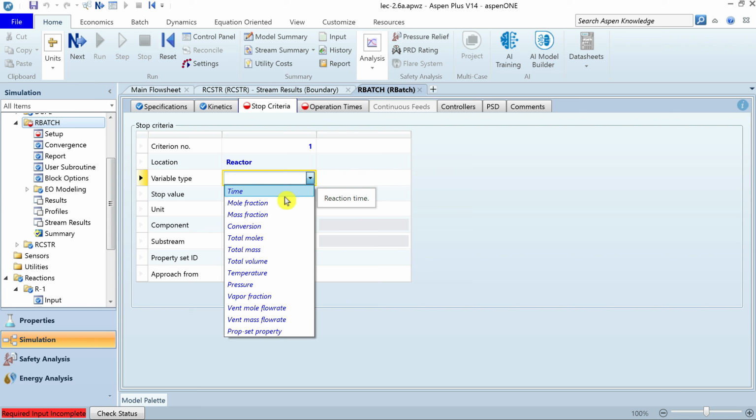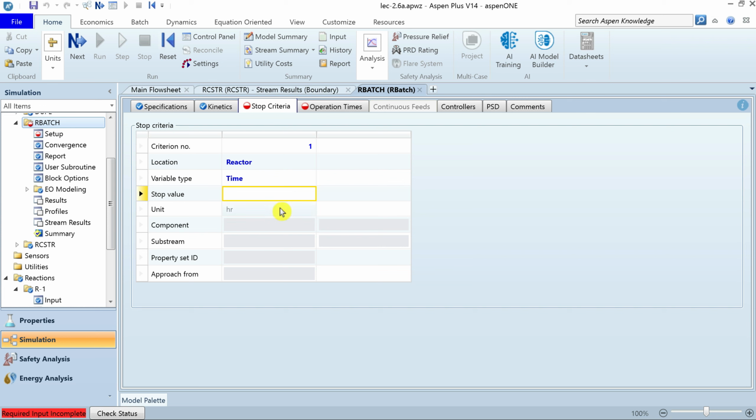Other than reaction time, you can define the composition of a selected component in terms of moles or mass, conversion of a specific component, or total moles inside the reactor, or total mass accumulated inside the reactor, or the total volume of the reactor. Besides, you can define the reactor temperature and reactor pressure. This is typically relevant if the reaction is in the gas phase, or you can define a vapor fraction or vent related properties. Let's choose reaction time, and the reaction time by default should be given in units of hours. So the reaction time is 0.053 hours.